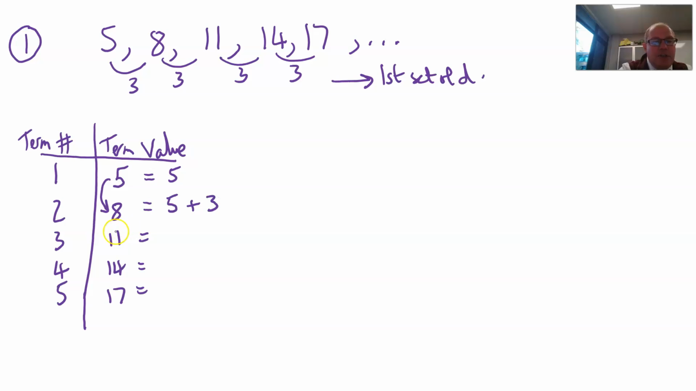Let's have a look at the third term, 11. I start with the 5 and I add 2 lots of 3, 2 lots of the common difference. So 2 lots of 3. And you can see it works because 5 add 6 does in fact equal 11.